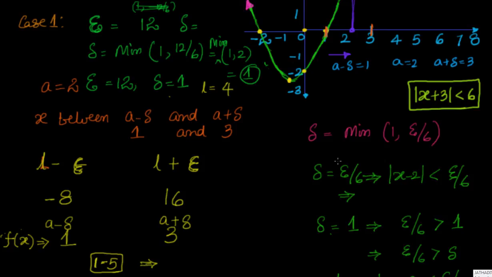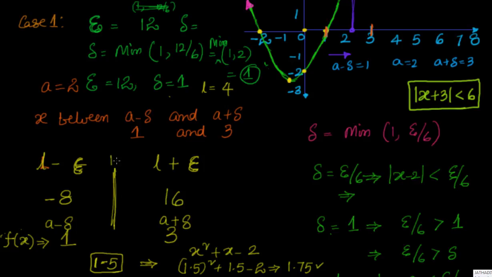F of x is nothing but x square plus x minus 2. That is 1.5 whole square plus 1.5 minus 2, that is equal to 2.25 plus 3.75 minus 2, which is 1.75. So you can see that f of x is between minus 8 and 16, which is nothing but 1.75.